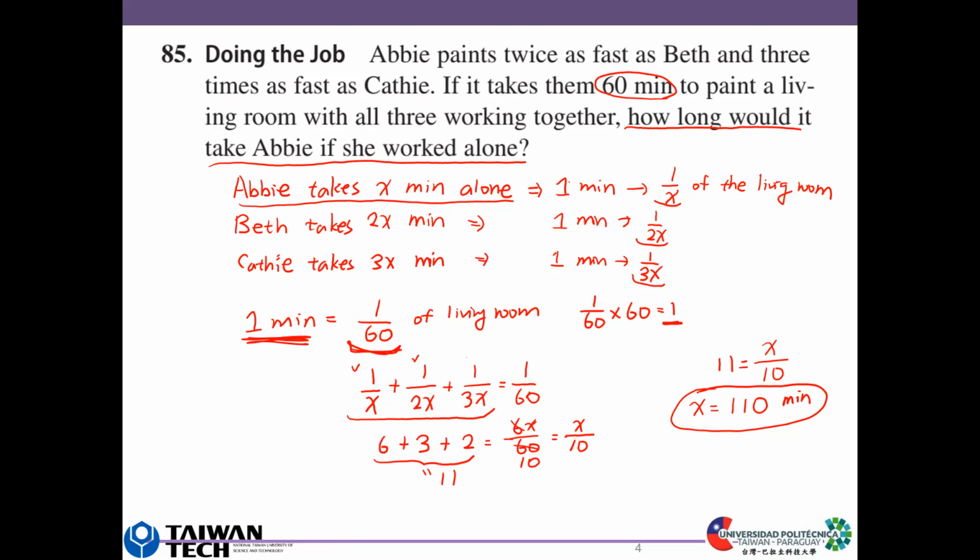Okay, if you have no questions, let's look at the next question, the next problem. All right, and so please write this down.